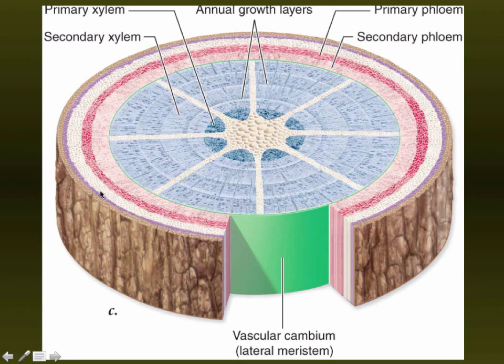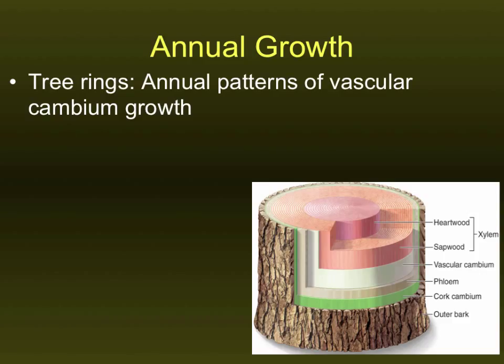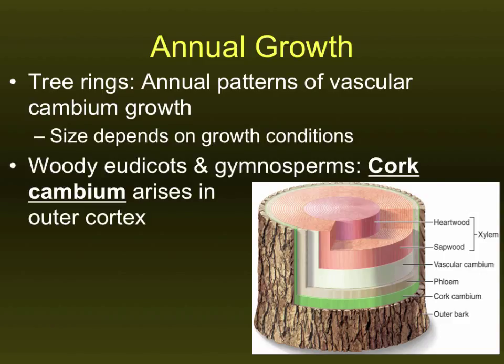What you might notice out here as well, this layer of clearish colored tissue, this is ground tissue. This purple layer would most likely, the way it's shown in this picture, be the cork cambium, which is the second lateral meristem, that produces what amounts to the bark of the plant. So that's what tree rings are.